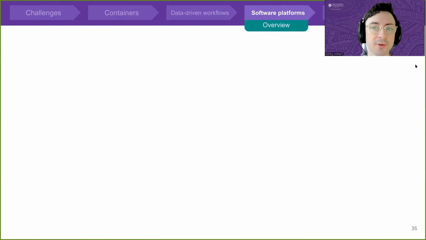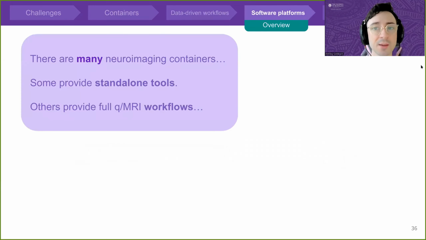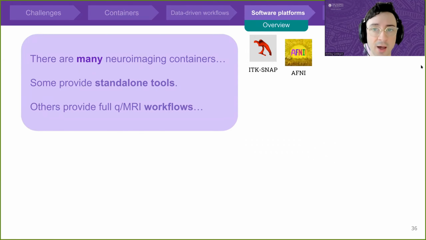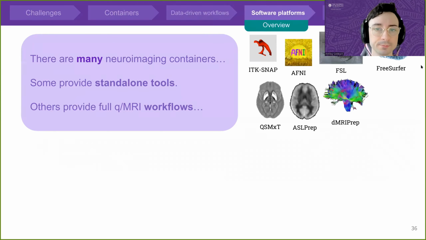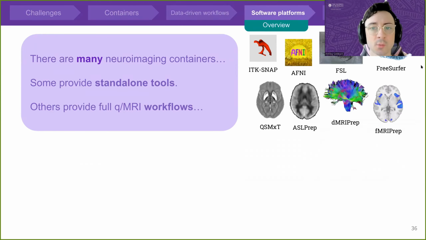So to motivate this final topic, let's recap where we're up to. There's many neuroimaging containers, and some of them provide standardized or standalone tools, like ITK Snap, AFNI, FSL, and so on, while others provide full quantitative MRI workflows like the one that we just saw. We know that containers and workflows are helpful for deployment and reproducibility, and maybe you could even go out and start using some of these now.